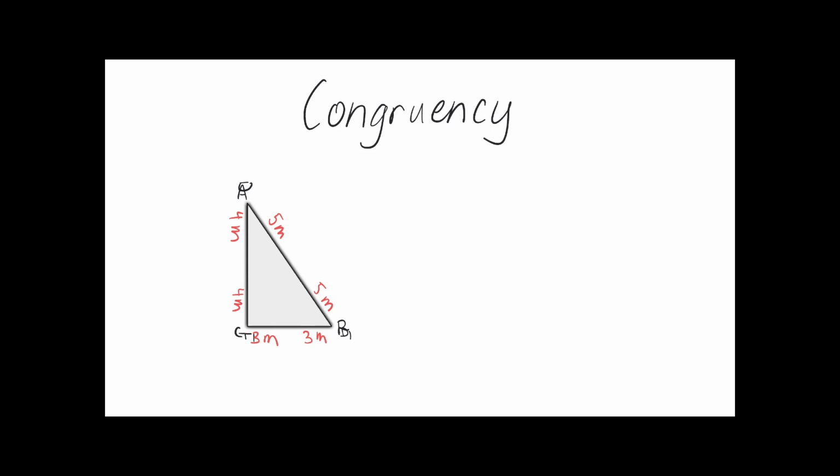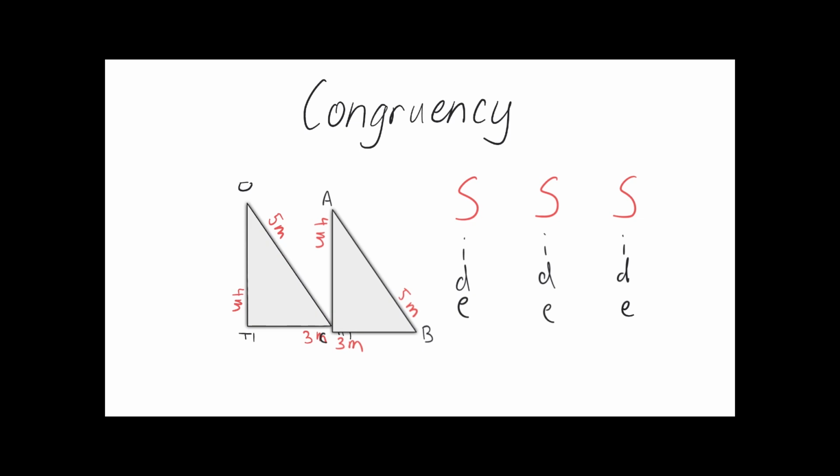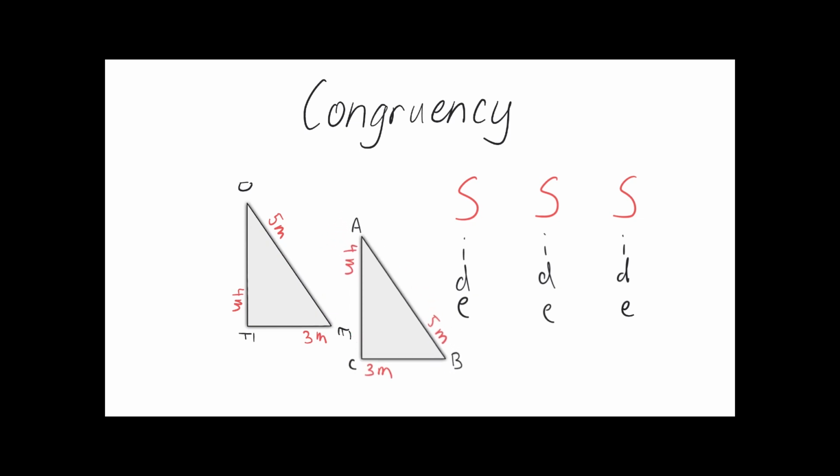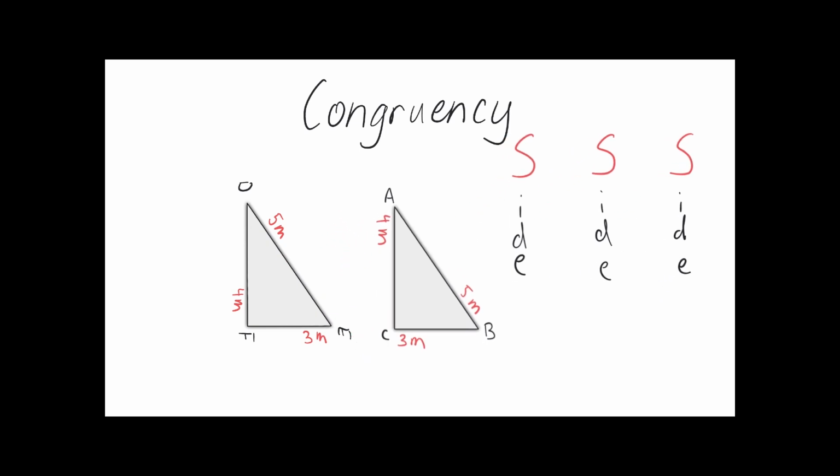So what we're going to do now is actually compare the lengths of each side. And we can see here that our base, 3 meters on one, 3 meters on the other. The height, 4 meters on one, 4 meters on the other. And our hypotenuse, we have 5 meters on one and 5 meters on the other. So we can see there that from these measurements, we do in fact have three sides that are identical lengths. This means that we can claim that these two triangles are in fact congruent because of side, side, side.